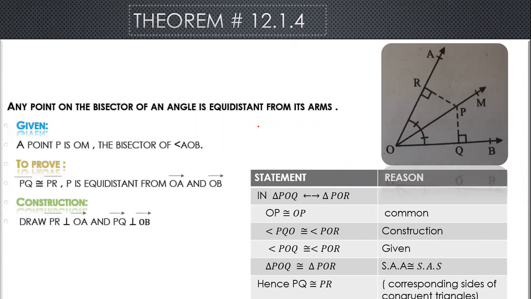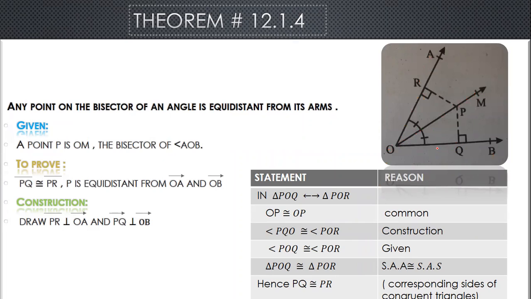Theorem number 4. Any point on the bisector of an angle is equidistant from its arms. The two lines of the angle are called the arms of the angle. You can see clearly in the diagram OB and OA. They both are arms of the angle. OM is the bisector of the angle AOB.